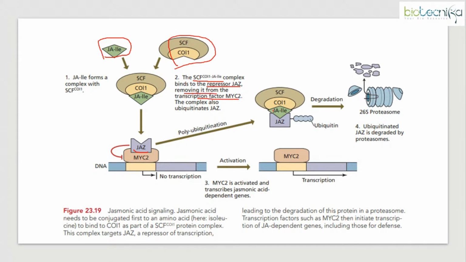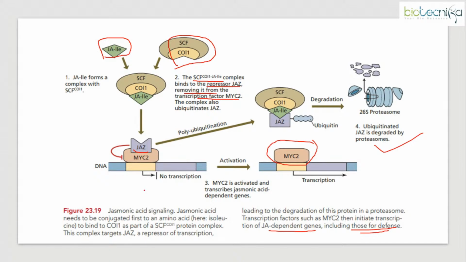And the JAS will be tagged with ubiquitin tags so that they will be targeted for degradation. Now, since the JAS is removed, your transcription factor is free, so they are ready to carry out the JA-dependent genes, that is Jasmonic acid dependent genes, including those that are involved with defense mechanism as well.